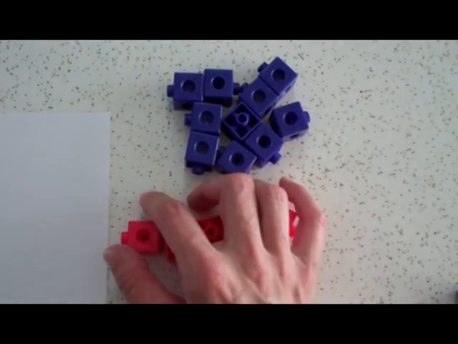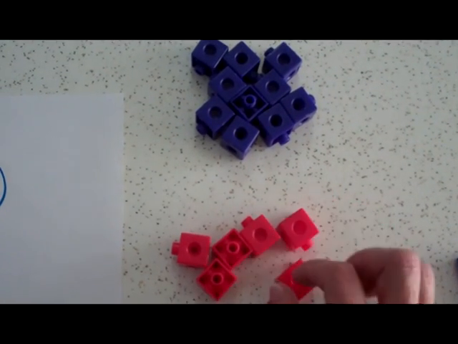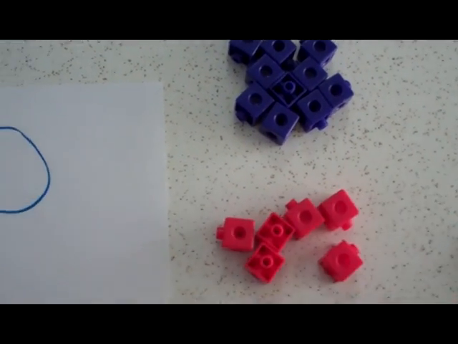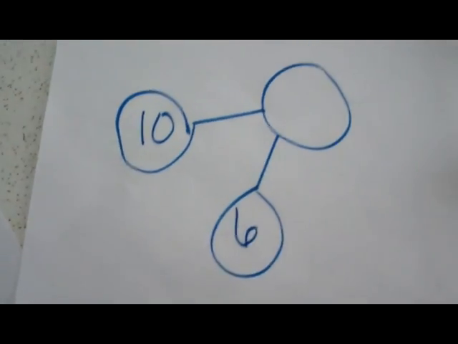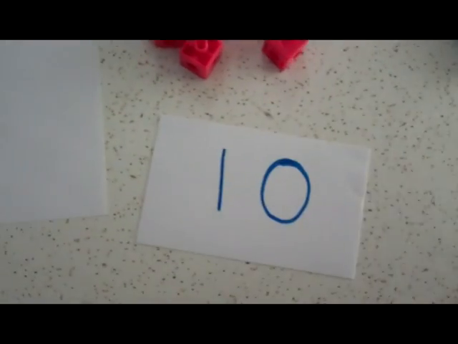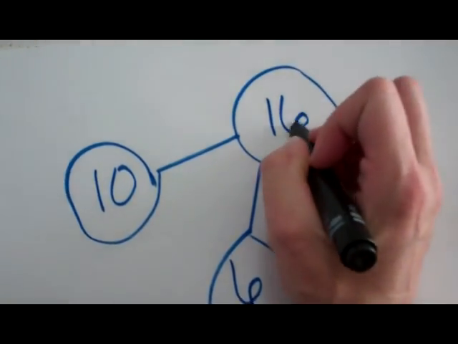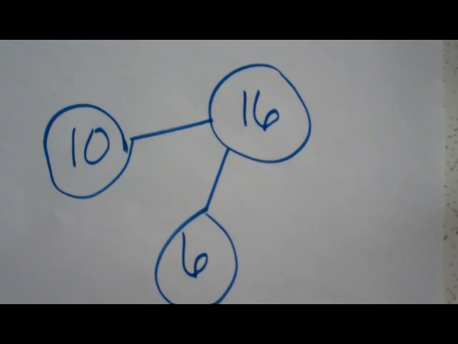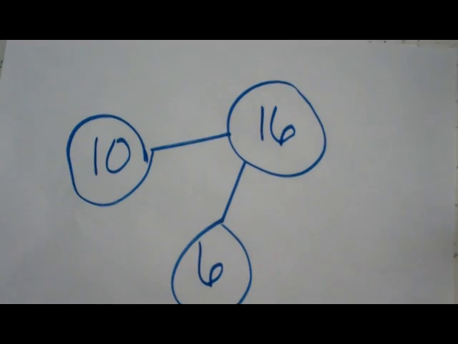And then we're going to separate it into a group of 10 and then a group of however many is left. So 1, 2, 3, 4, 5, 6. So we're going to put 10 and 6. And we can look and see what is 10 and 6. So let's come back over here to our cards and see that 10 and 6 is 16.